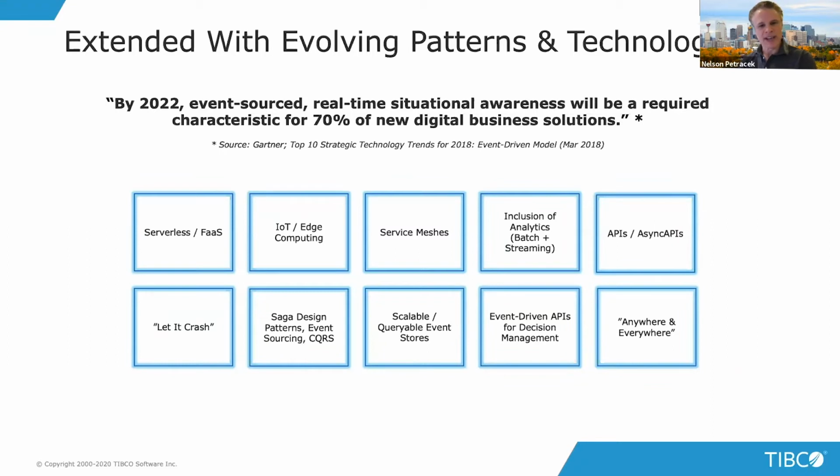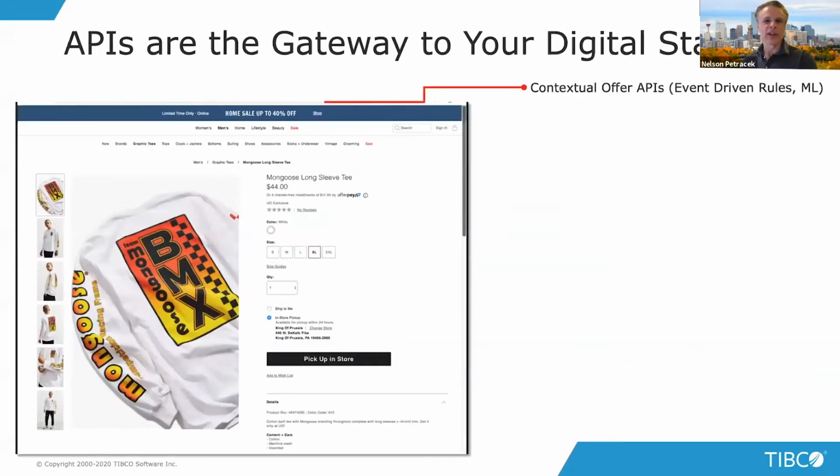So as organizations look to modernize the way in which they build applications, these are some of the technology areas and patterns and concepts that they're looking at. And of course, APIs are a key underpinning of all of these. And so they really are that core foundation.